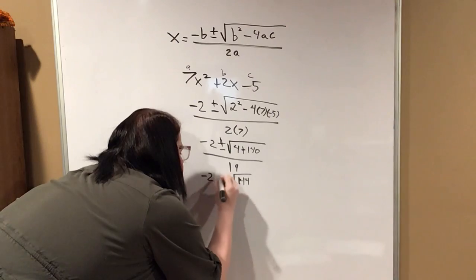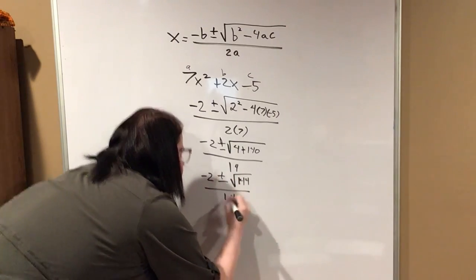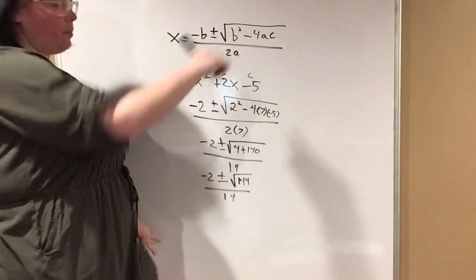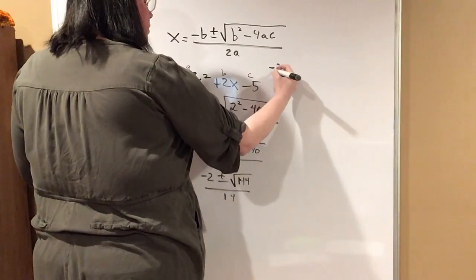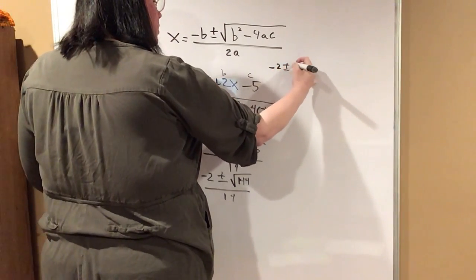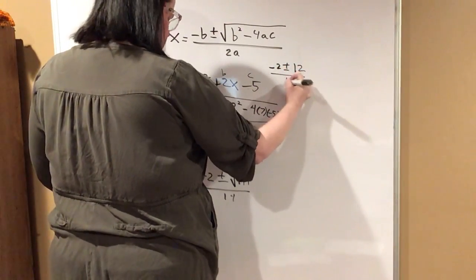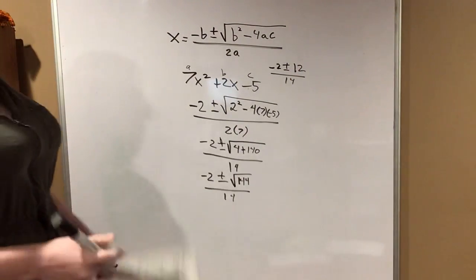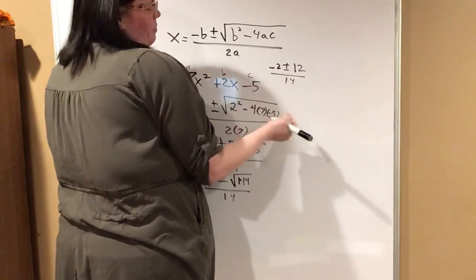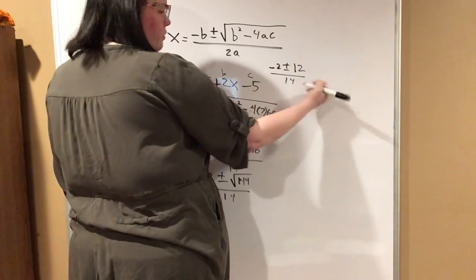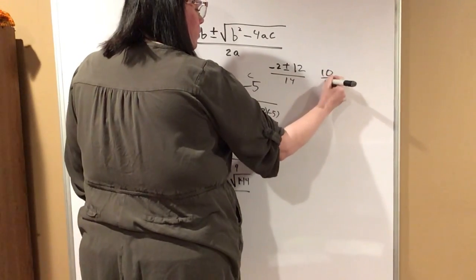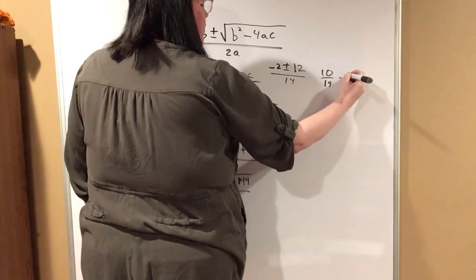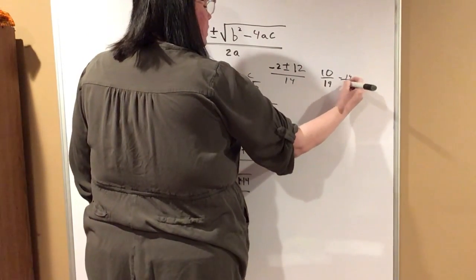And we have negative 2 plus or minus over 14. Well, we know the square root of 144 is 12. Sorry, I'm going to move up here now. So we have negative 2 plus or minus 12 over 14. Well, now that we have this it is easily solvable because we're doing the plus and the minus. So negative 2 plus 12 is 10 over 14. Negative 2 minus 12 is negative 14 over 14.